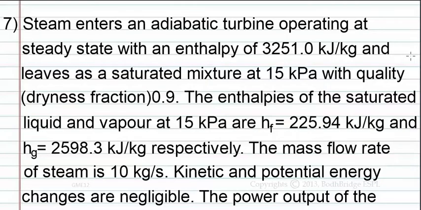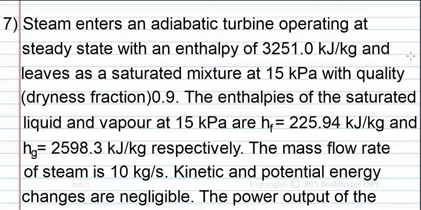Steam enters an adiabatic turbine operating at steady state with an enthalpy of 3251 kilojoules per kg and leaves as a saturated mixture at 15 kilopascal with quality (dryness fraction) 0.9. The enthalpies of the saturated liquid and vapor at 15 kilopascal are hf = 225.94 kilojoules per kg and hg = 2598.3 kilojoules per kg respectively.